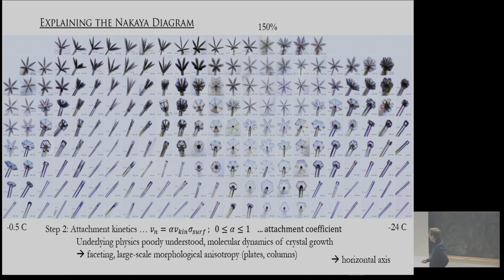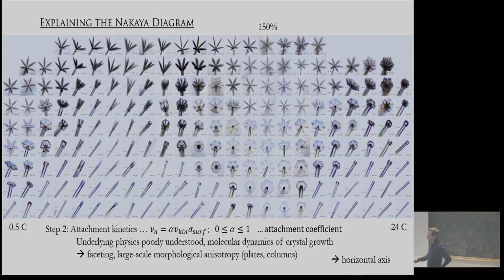The underlying physics here is not at all well understood. It's quite poor. Generally, we know some of it, but not all of it. It involves the molecular dynamics of what's going on at the surface, of course. The attachment kinetics is really just the dynamics of how the crystal grows, and that is not a simple problem. It involves lots of particles and a collective behavior of lots of particles. And this is responsible for faceting, of course, and also the large-scale morphological anisotropy, namely plates and columns.